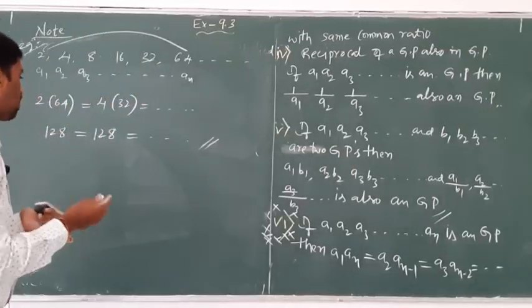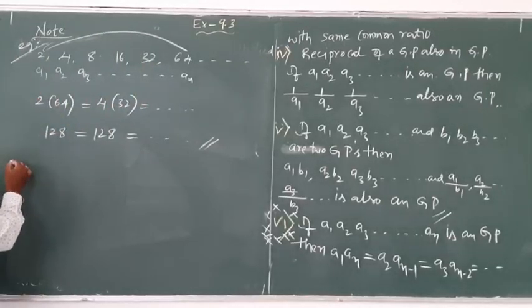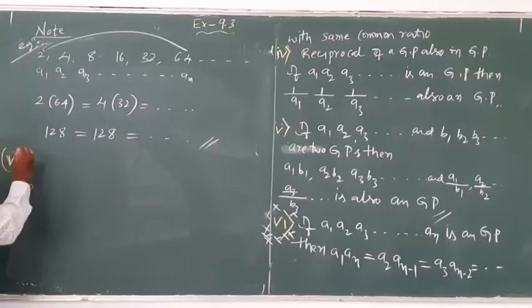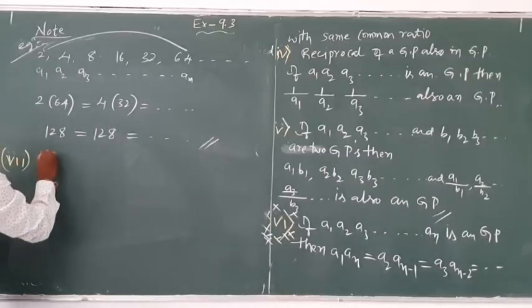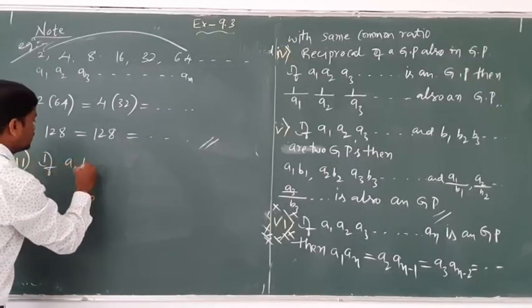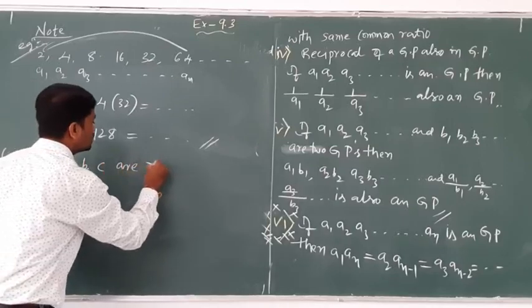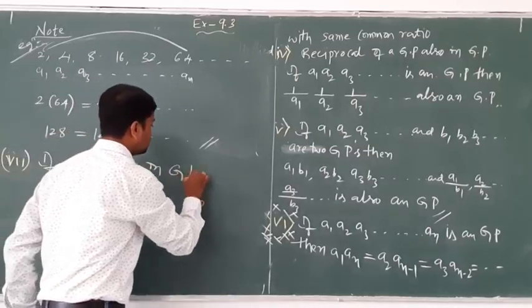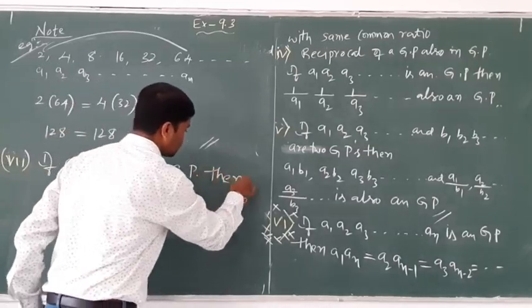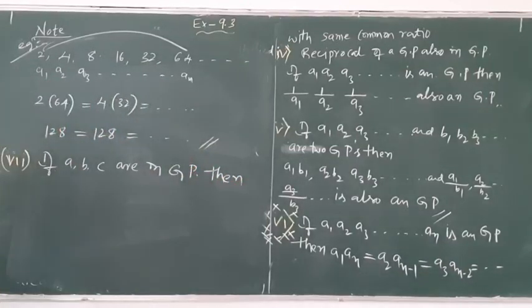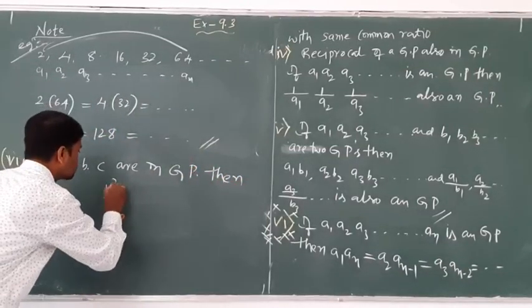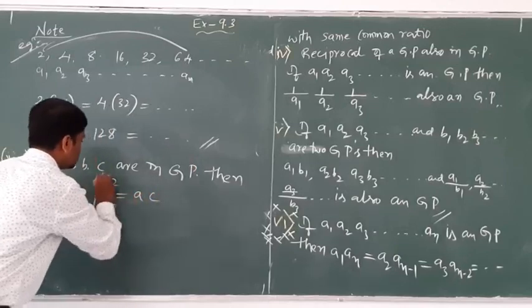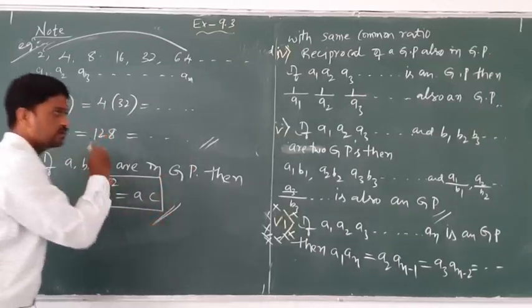Yes, the last point in this session, one of the very important points, the seventh one. If A, B, C are in GP, then there is one of the results also given. What is that point, tell me? Then B square is equal to AC. Then B square is equal to AC.